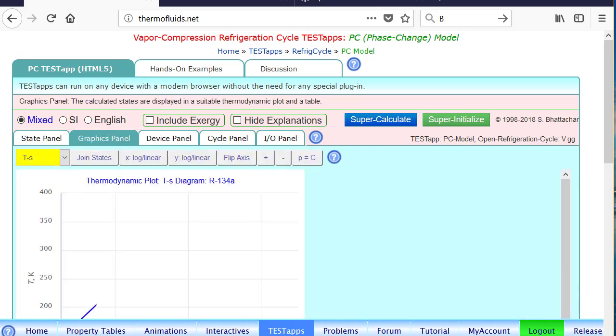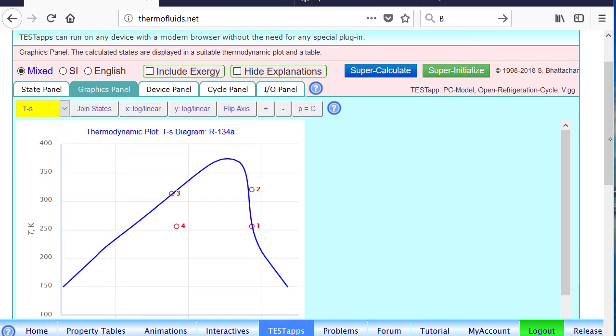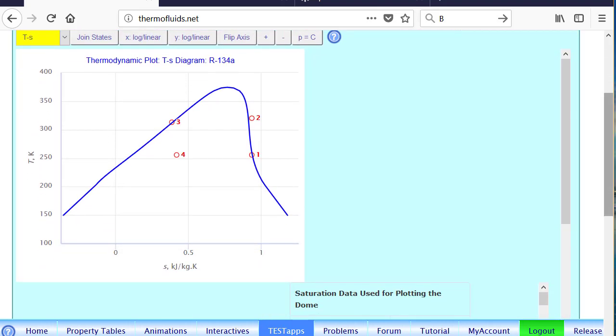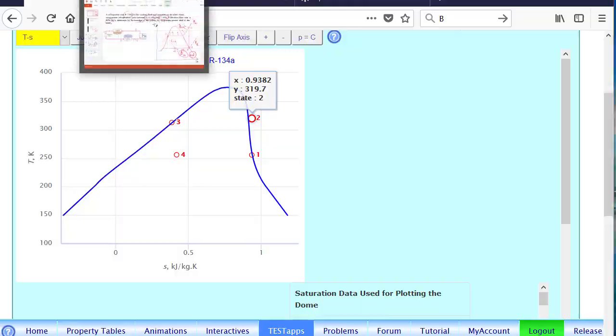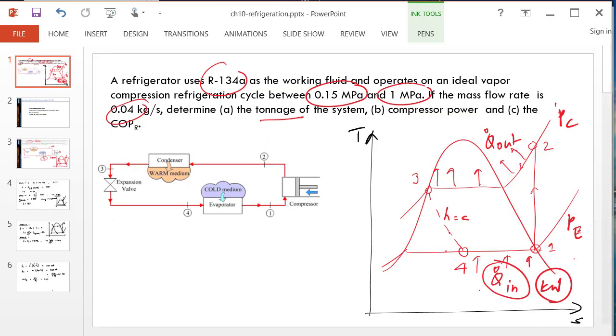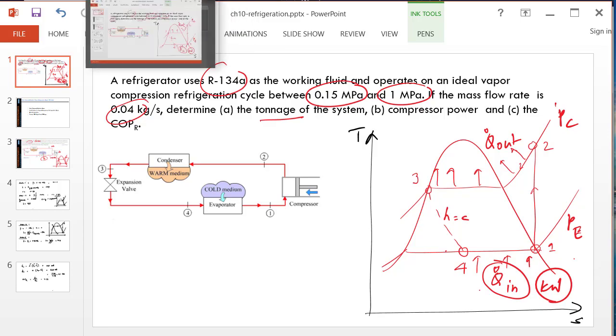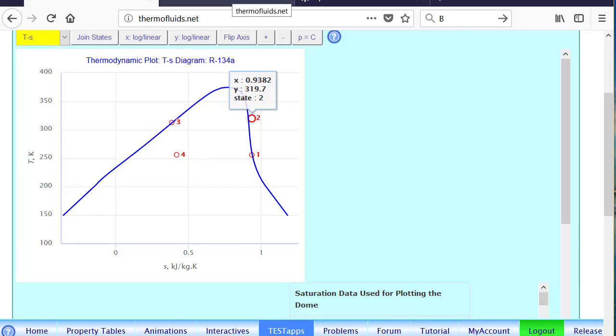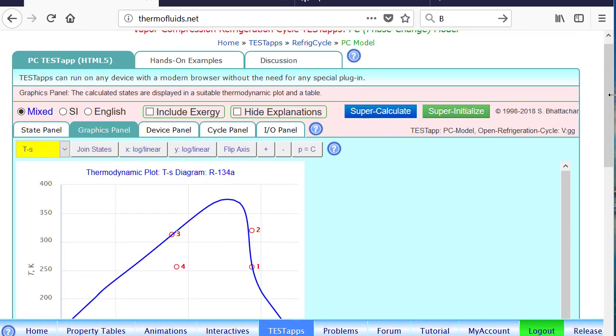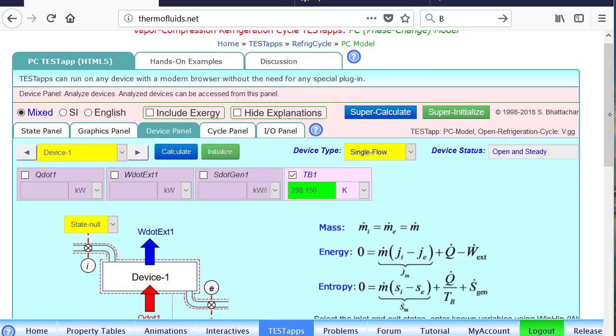If we go to the graphics panel, we should see something similar. The TS diagram 1, 2, 3, 4. Entropy actually slightly increases in the expansion. It's not clear in the diagram that we plotted here. I exaggerated that. 4 is way to the right, but even in the correct diagram, if you look closely, 4 is slightly to the right of 3. Okay, now that we calculated all the states and they look reasonable, let's go to the device panel.